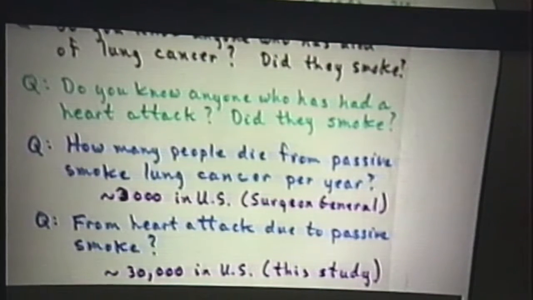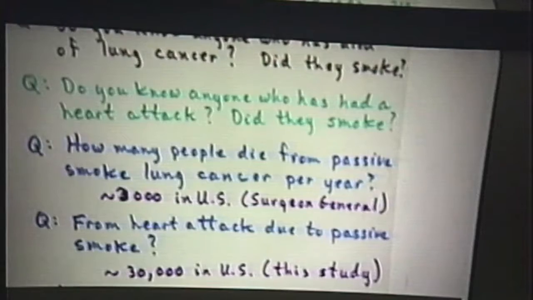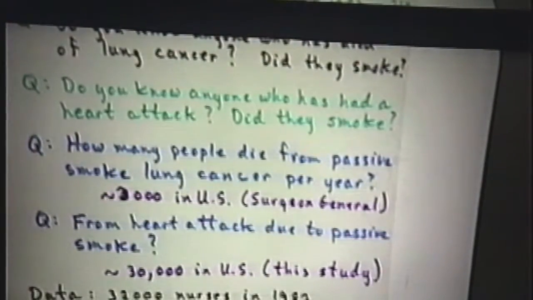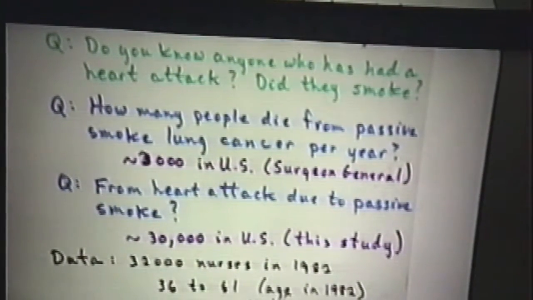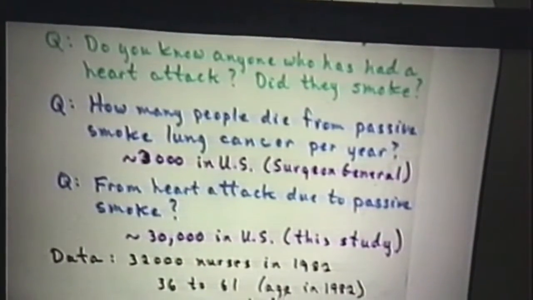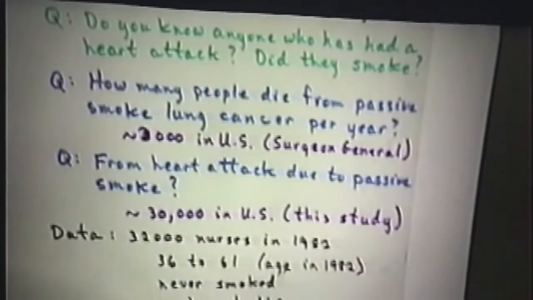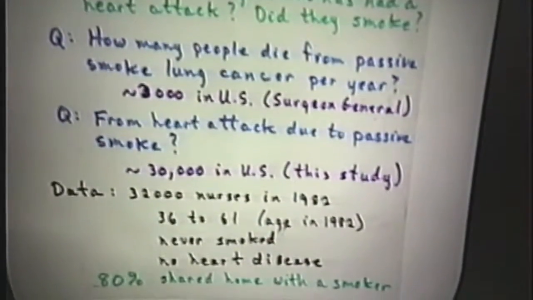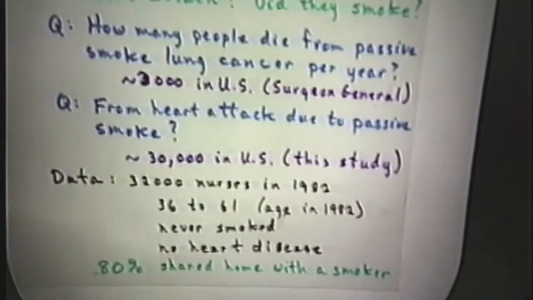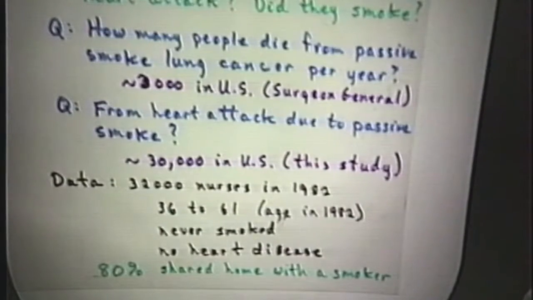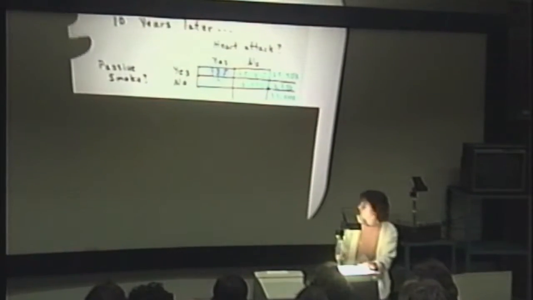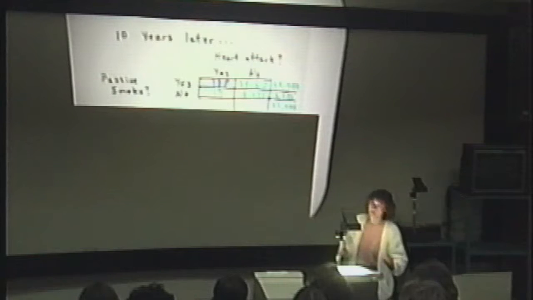okay, now, how did they reach this conclusion? Let's go into the example. Let's see if we believe it. All right, they looked at 32,000 nurses. This was a large nurses study that's being done. 32,000 nurses in 1982. They were aged 36 to 61 at the time. They never smoked and had no heart disease. 80% of them shared a home with a smoker. And I'll show you the data here in the next transparency. 10 years later, they looked at whether or not they had had a heart attack and whether or not they lived with a passive smoker, and that's the data.